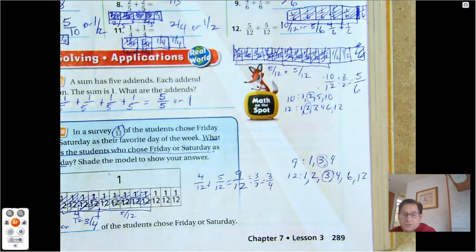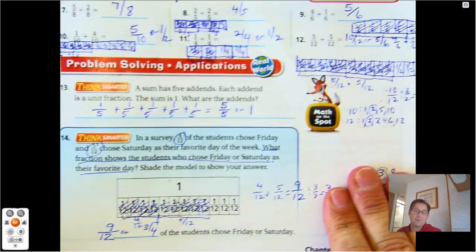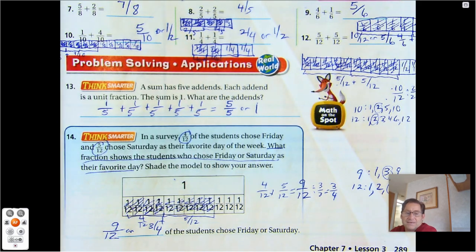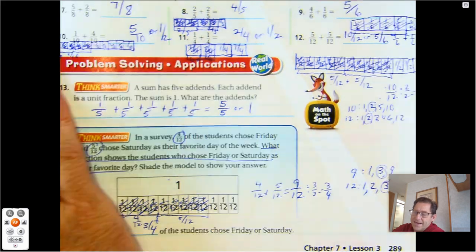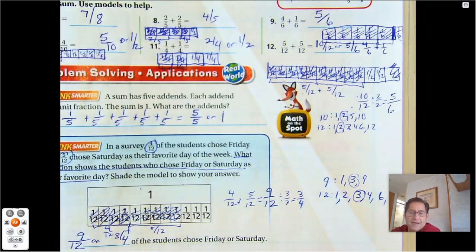Okay. Now, it didn't say that I had to simplify, but we might as well get in the habit of doing it whenever we can. So 9/12 is what the model is showing us, but that is equivalent to 3/4. All right.